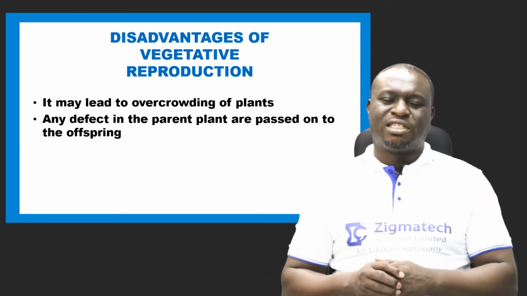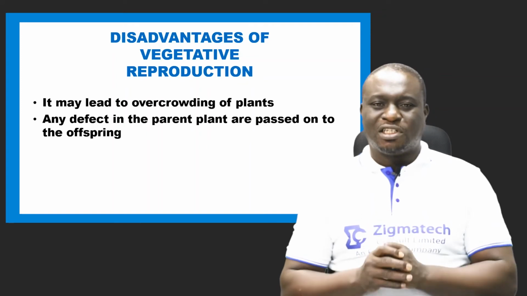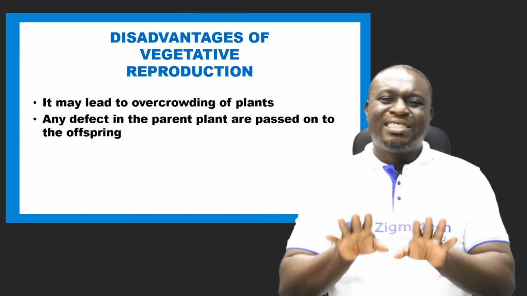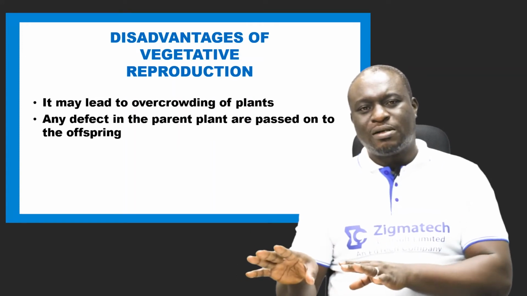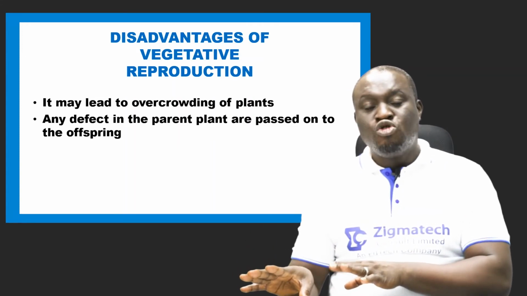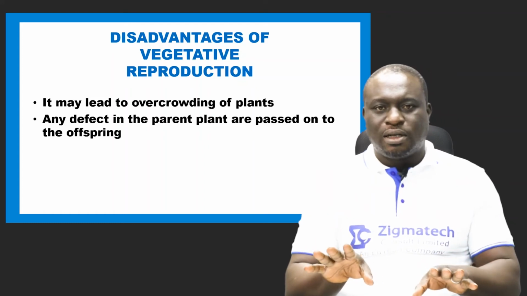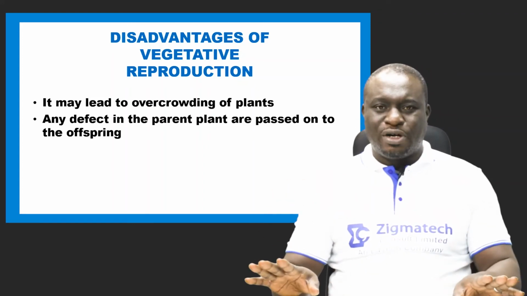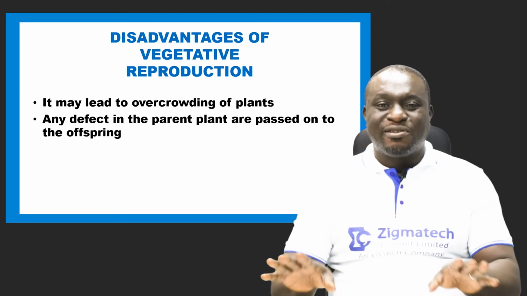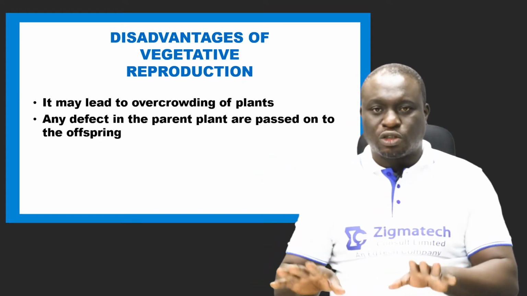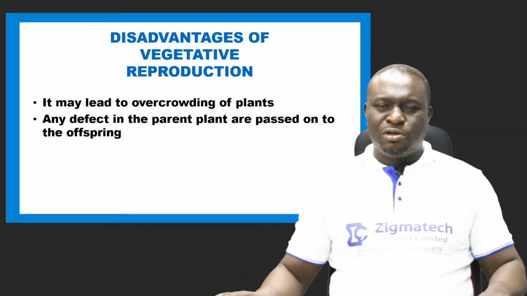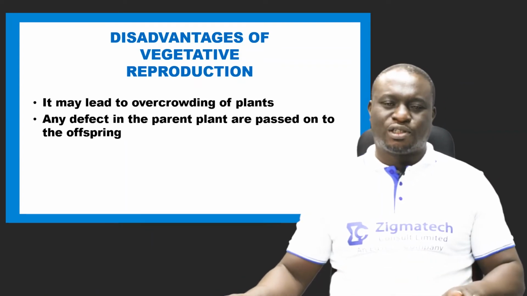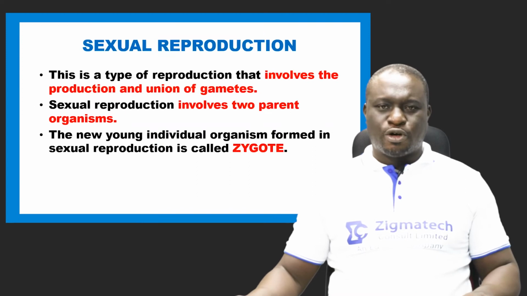Number 2, disadvantage of vegetative reproduction is that any defect, remember we said that the resulting offspring looks exactly like that of the parent organism. Now, any defect in the parent organism will also be passed to the offsprings. So these are 2 major disadvantages of vegetative reproduction.